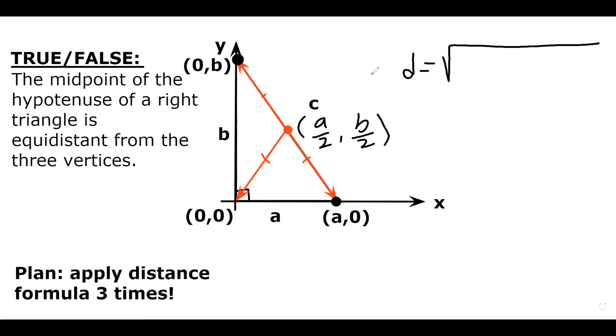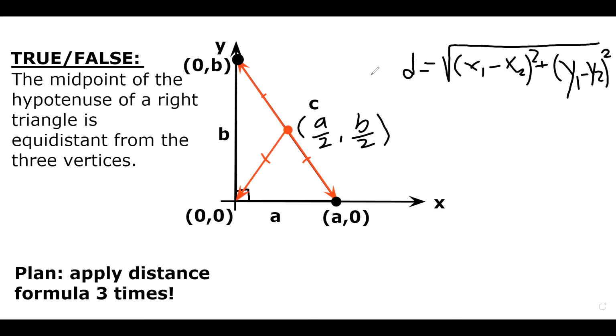What we're looking at here is we're going to take the square of the distance between two x values. And then we're going to add that to the square of the distance between two y values. And take the square root of that.